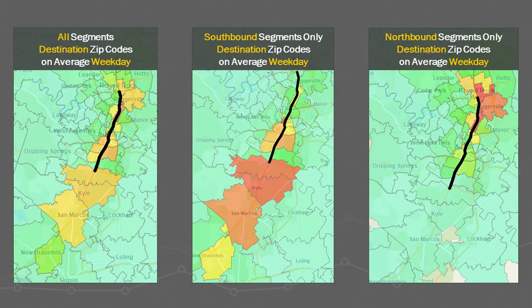And when I look at the specific directions of travel, like southbound only and northbound only, a lot of other things jump out at me. Most notably, when we look at southbound, Austin is not the only hotspot. Kyle, San Marcos are just as bright now in terms of being a top destination. And when we look at where people are trying to get to when they're heading north, Austin, downtown, pops a little bit on the map, but it's really farther north up here by Round Rock. So again, with very little work on my end, I now have incredible insights into these regional transportation patterns.